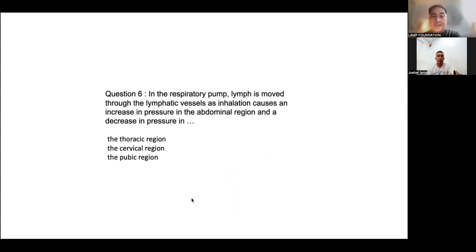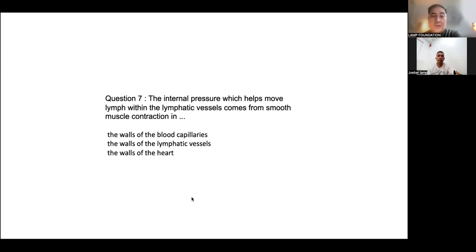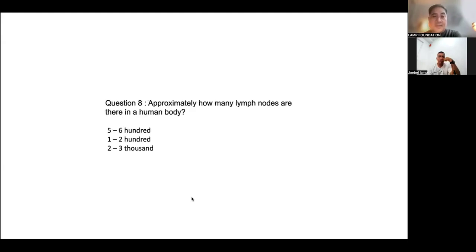External pressures. In the respiratory pump, lymph is moved through the lymphatic vessels as inhalation causes an increase in pressure in the abdominal region and a decrease in pressure in the thoracic region. Internal pressure, which helps move lymph within the lymphatic vessels, comes from smooth muscle contraction in the walls of the lymphatic vessels.